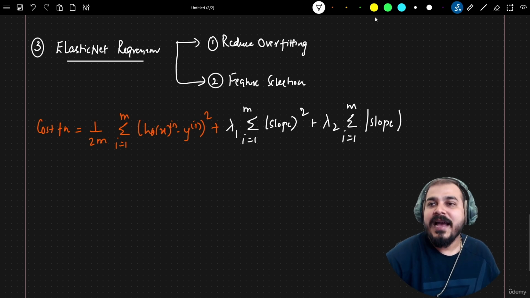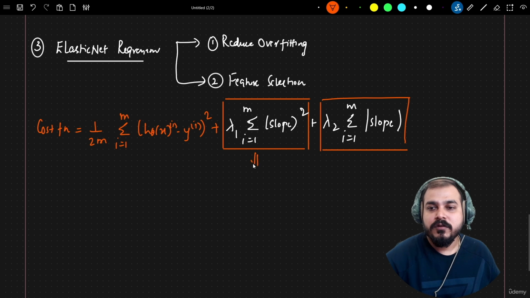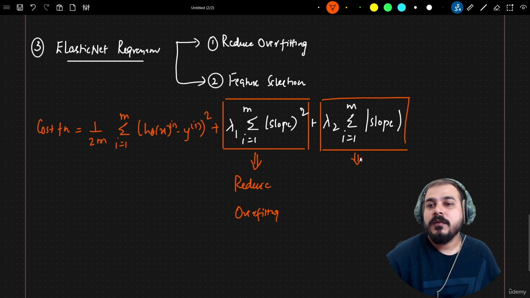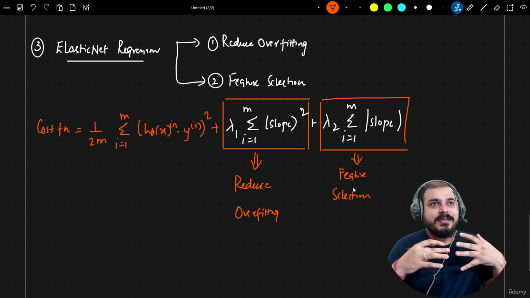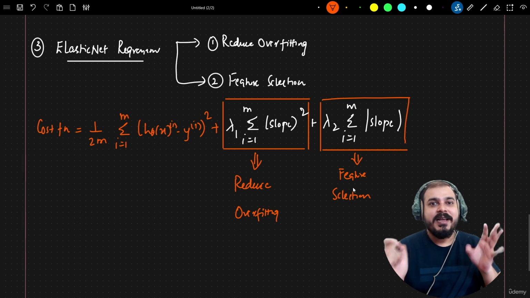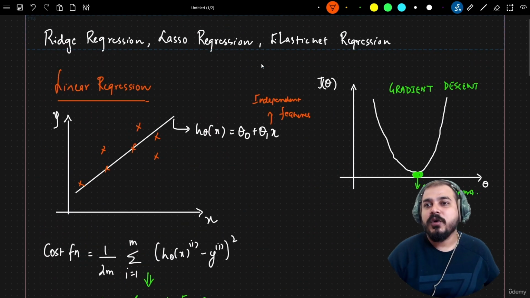So what is happening? The first term reduces overfitting, and the second term helps us perform feature selection. By this, we are trying to solve both problems. Suppose I have a model that is overfitting and also has a lot of features, then I can directly use ElasticNet regression.